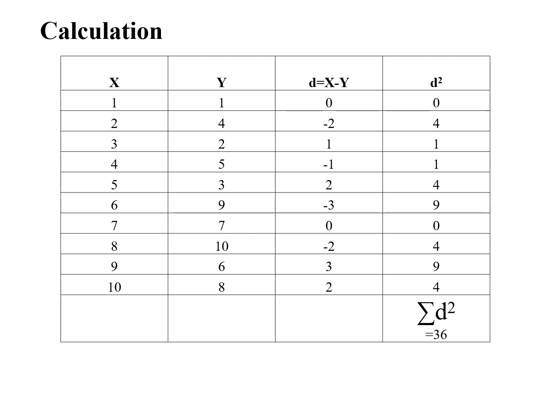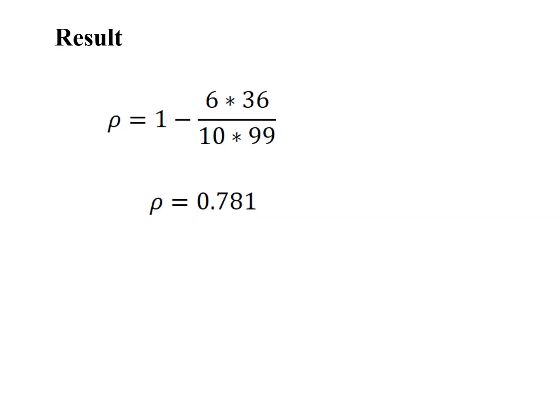Then next square these d values: 0, minus 2 square 4, 1 square 1, minus 1 square 1, 2 square 4, minus 3 square 9, 0 square 0, minus 2 square 4, 3 square 9, 2 square 4. Now we add all the values, we get the sum of d square equal to 36. So now substitute this value in this formula.